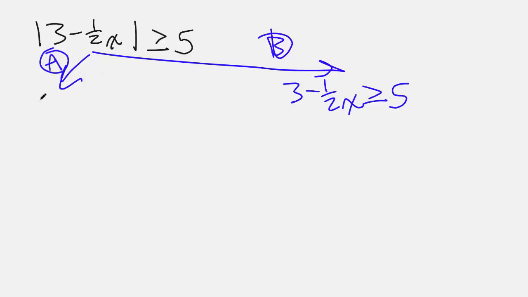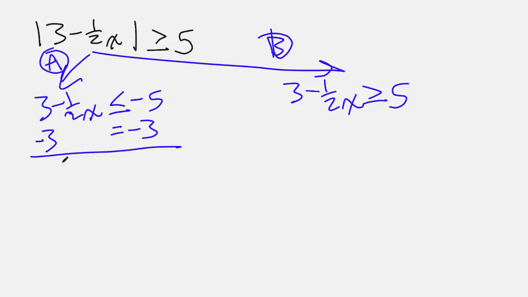On the left-hand side, we're going to keep what's inside the absolute value bars, the 3 minus 1/2 x. And then, remember, we're going to change the direction of the sign and change the sign of the number on the right-hand side. So that now becomes a negative 5. So what do we want to do? We want to solve for x just as we would in an algebraic inequality. So I've got to get rid of this 3 first by subtracting 3 from both sides, and have negative 1/2 x is less than or equal to negative 8.